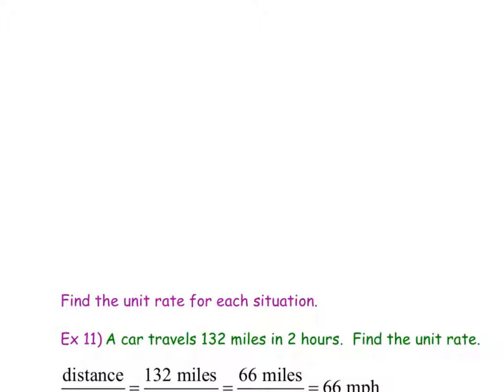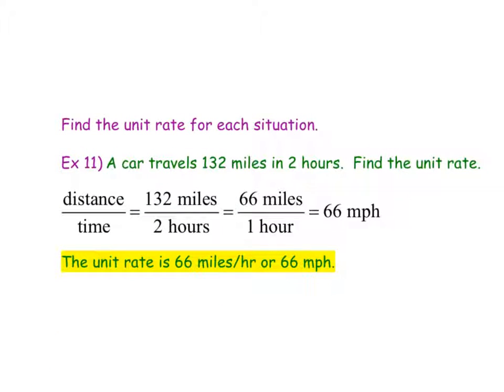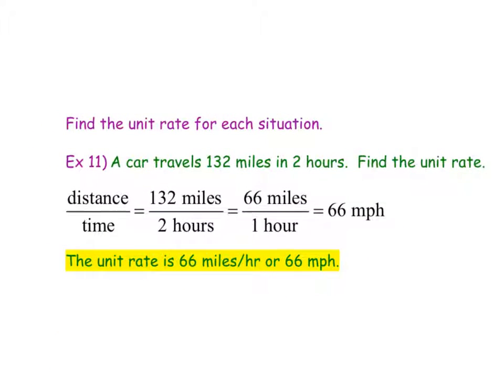Alright, so on this one it says find the unit rate for each situation. So if we have a car that travels 132 miles in 2 hours, and I would ask you to find the unit rate, all you would have to do is this. Take the distance and divide it by time. So 132 divided by 2, and you get 66 miles per hour. So the unit rate is 66 miles an hour.